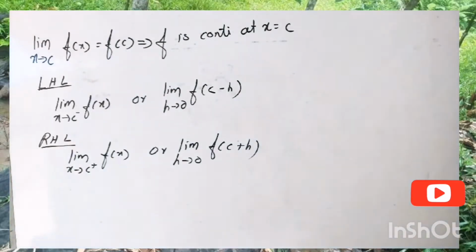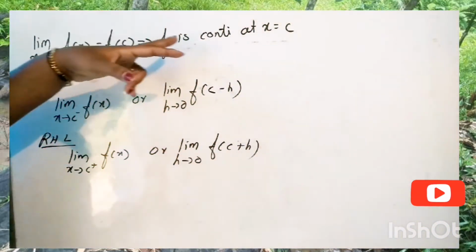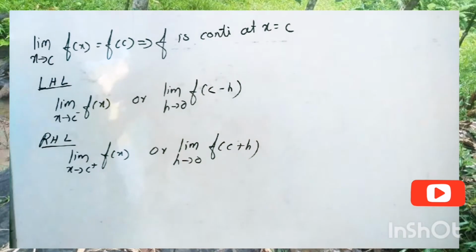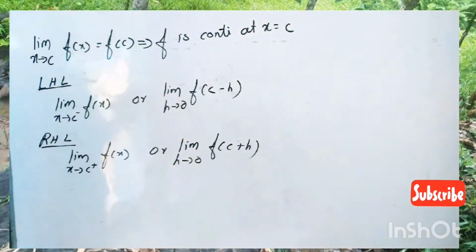Today we are going to discuss exercise 5.1, first exercise of the chapter, continuity and differentiability. Before that, if you want to say a function is continuous at x is equal to c, you need to prove limit x tends to c f of x is equal to f of c.